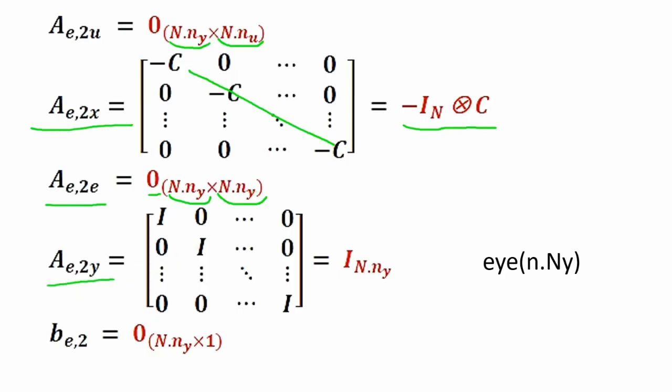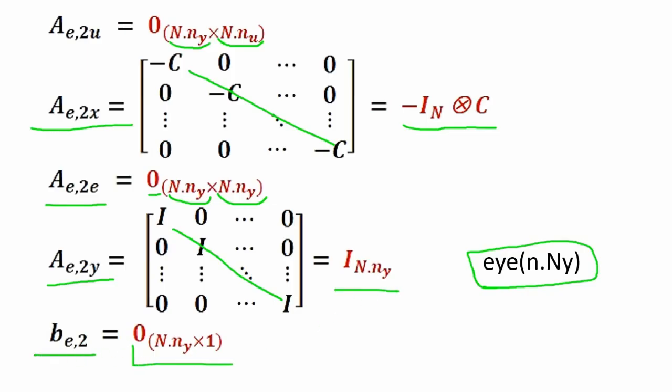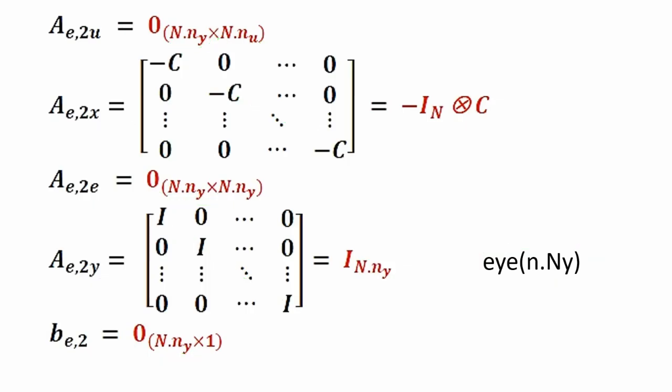AE2y is an identity matrix, as you can see, because we have I on the diagonal. In MATLAB, we can write this as the identity matrix of size n times ny. And also if we see the BE2 vector, we can see that it has all zeros: ny zeros, ny zeros, ny zeros, all the way n number of times. So n times ny total zeros are inside this vector. Now we have calculated the necessary matrices using the second equality constraint. So this is also finished.